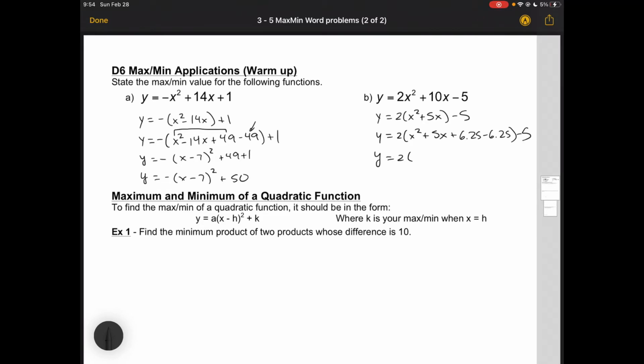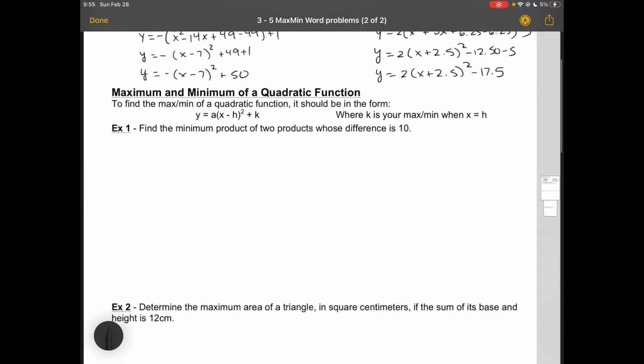Next step is to factor those first three terms as a perfect square, and I'm going to move my minus 6.25 out of the brackets by multiplying by 2. And then finally, I'm going to collect my like terms at the end, which gives me my final k value for the vertex. So let's apply that in some problem solving.